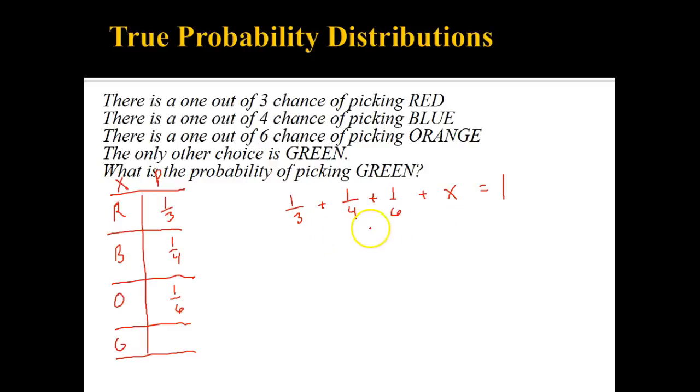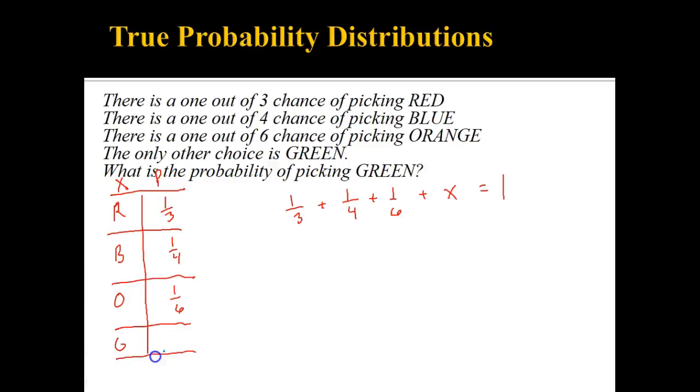Okay, so 1/3 plus 1/4 plus 1/6. Now, before you get freaked out about this, let me tell you right now, you're not going to be asked to do any math with fractions on this particular quiz. So you're going to see fractions because probabilities can be written as fractions, but you're not going to have to add fractions like I'm about to. Okay, but this is a good reminder.